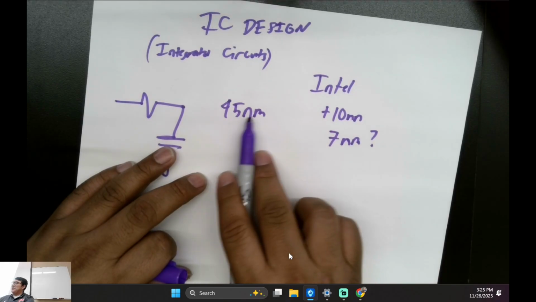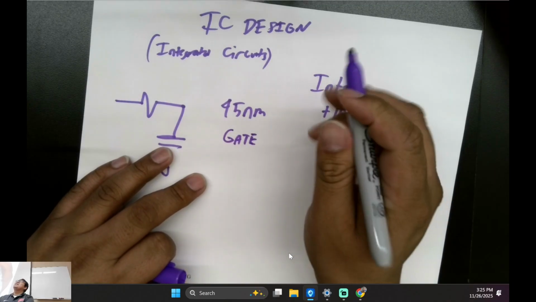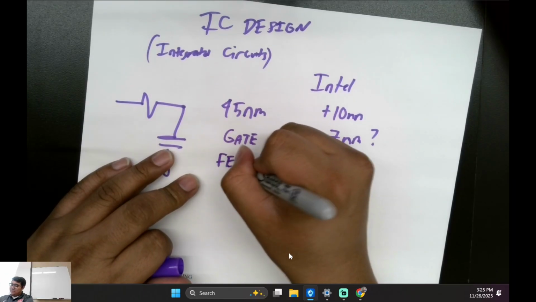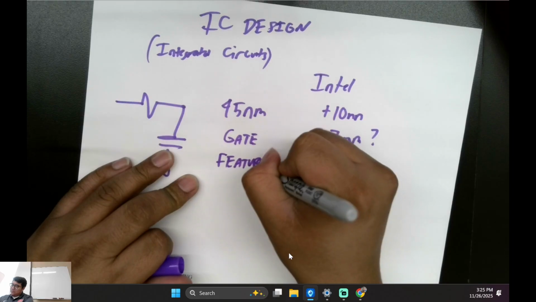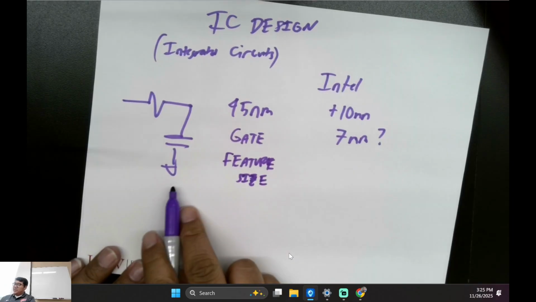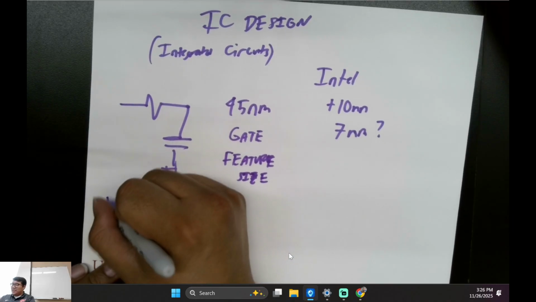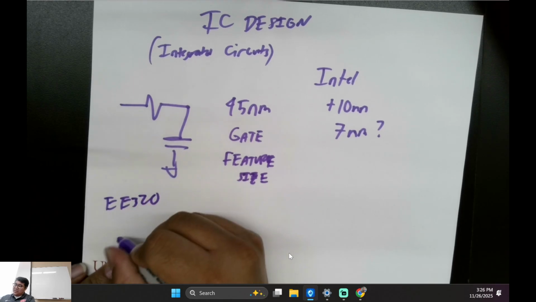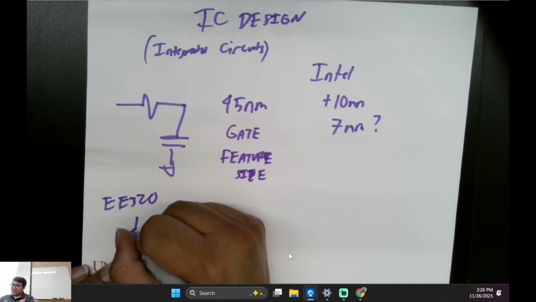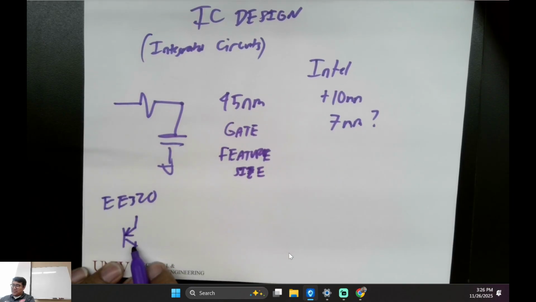But in reality, this right here is going to be known as some kind of gate. This is our gate feature size. Where you can start building transistors. And transistors are what you're going to learn in EE 320. Okay, you're going to learn about transistor theory. So you got your BJT, right? NPN. I guess that's how you draw it.